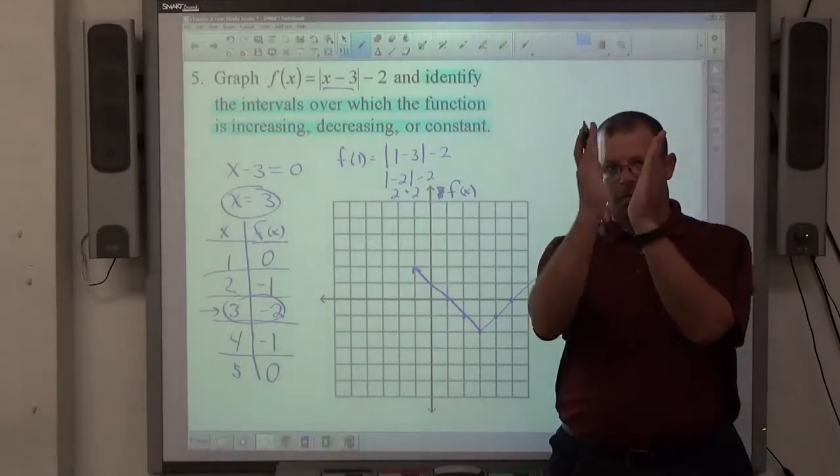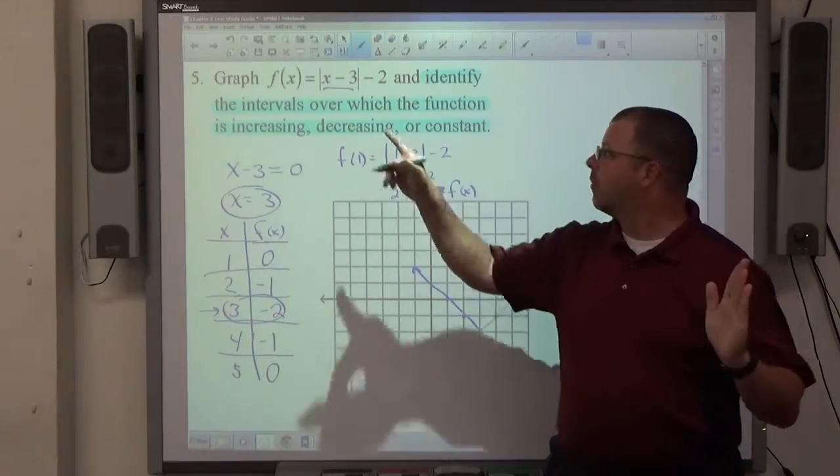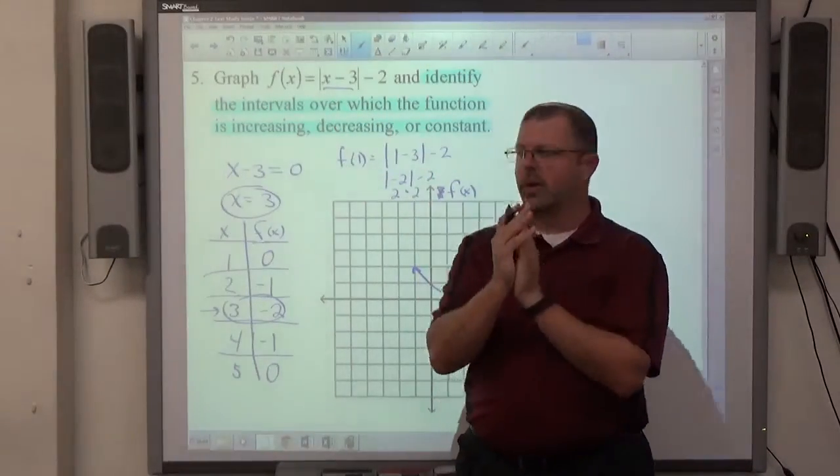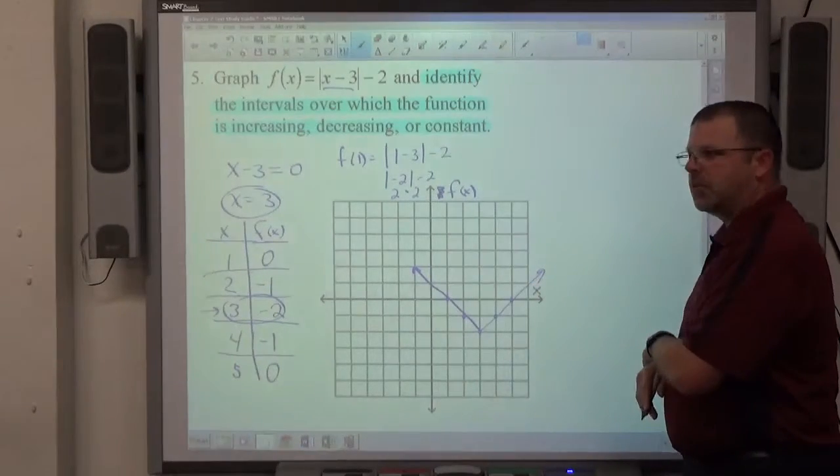It might be more like this if there's a number being multiplied by it, or it could be like that if it's less than 1, whatever. But it's going to have this V shape to it.